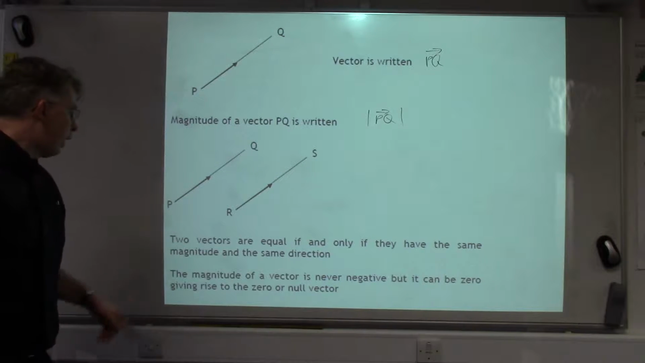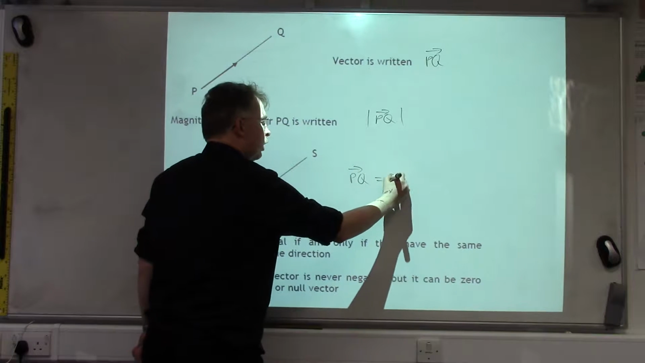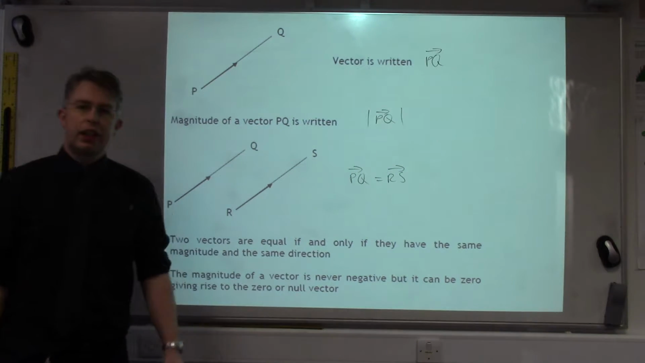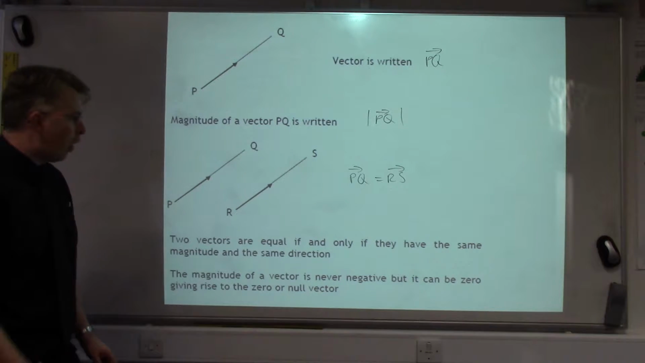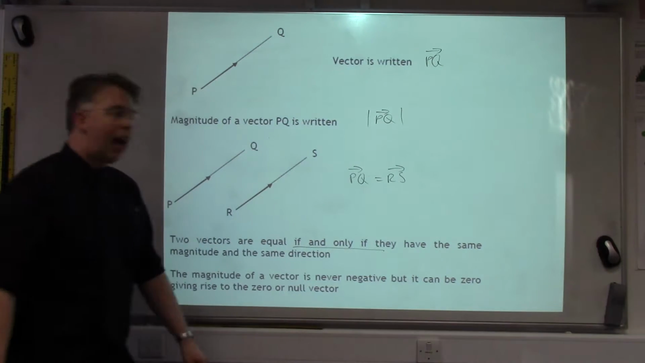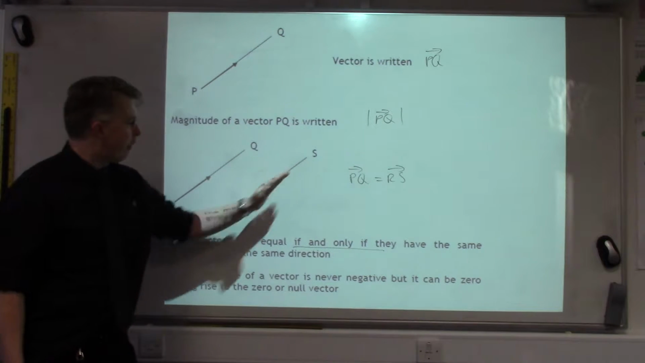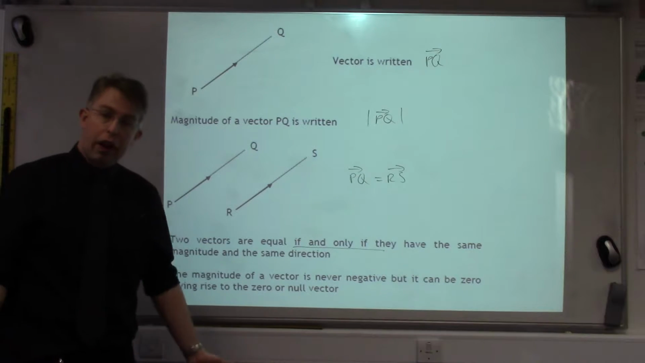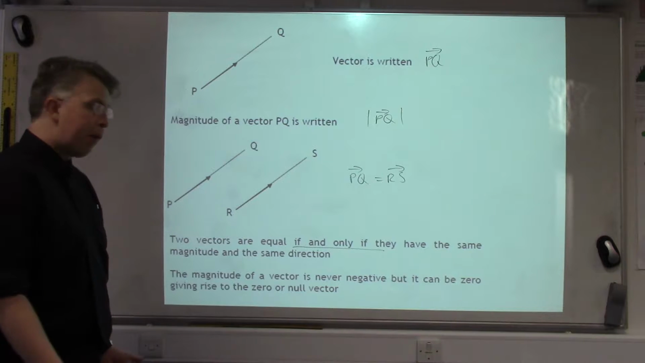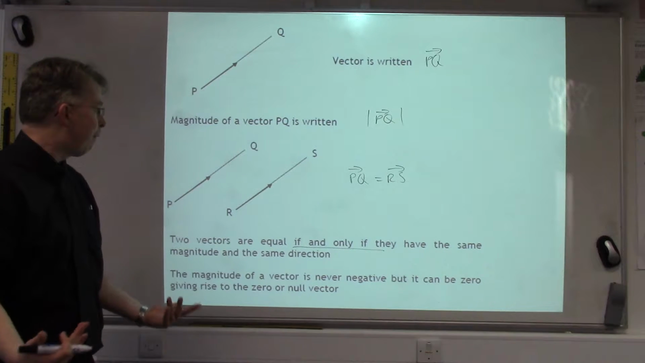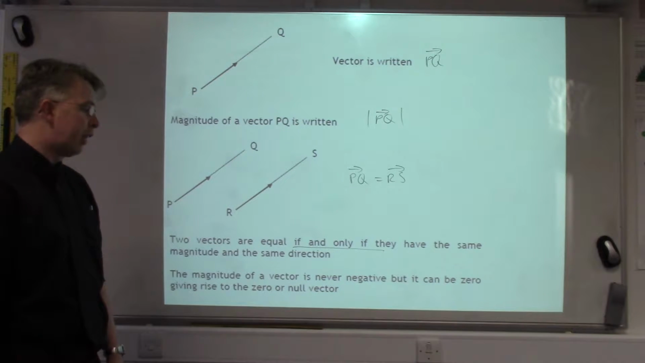Now two vectors are equal, so we've got here PQ as a vector which is equal to the vector RS, and the two vectors are equal if and only if they have the same magnitude and the same direction. So they have to point in the same direction and have the same magnitude. They don't have to be on top of each other, they could be in different starting positions, but they do have to have the same length, magnitude and the same direction.